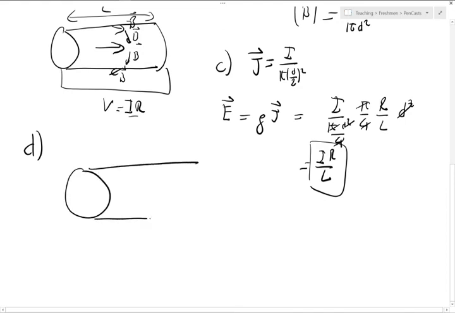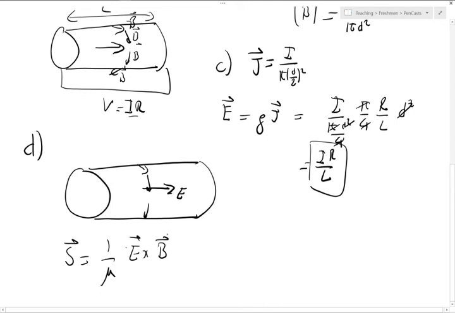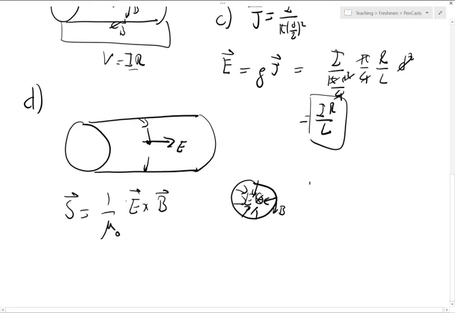So here's what the situation looks like. Electric field is to the right and magnetic field is circulating. So what was the Poynting vector? 1 over mu 0 B cross E. No, E cross B. Now E cross B is at each point. E is into the page, B is circulating like that. So E cross B is apparently into the conductor. So that gives me the direction.